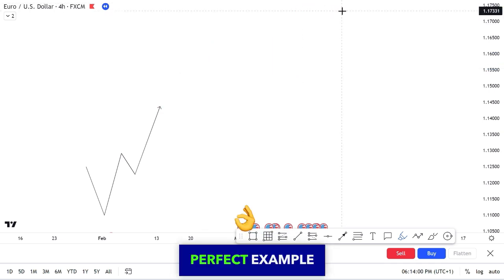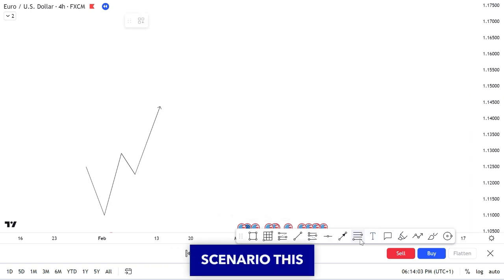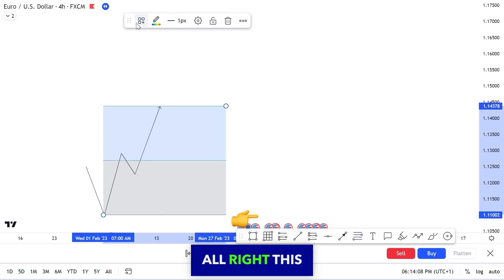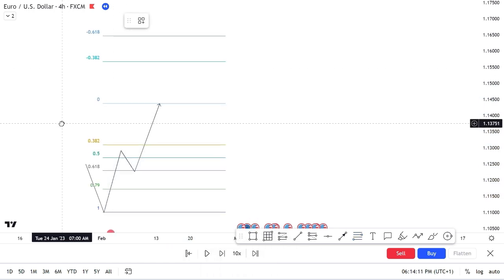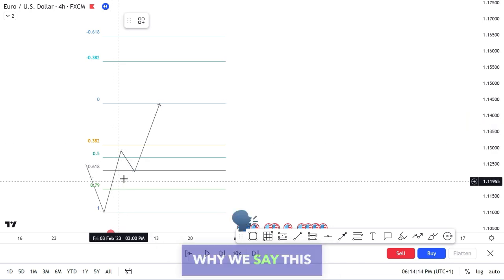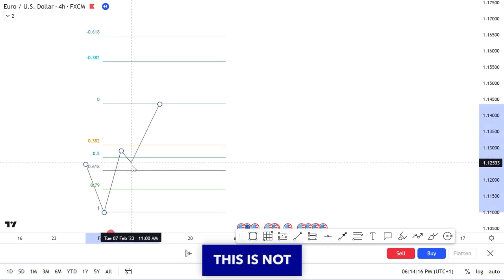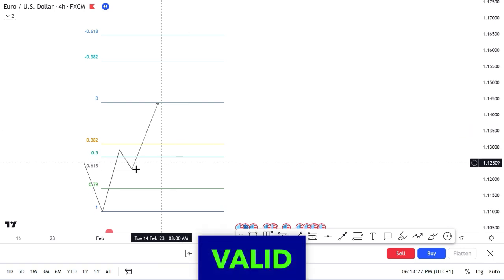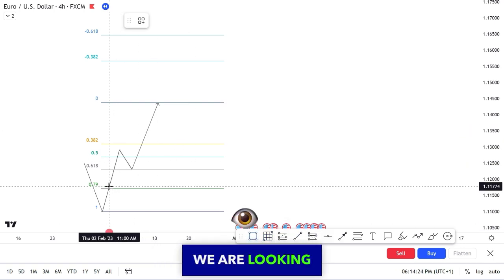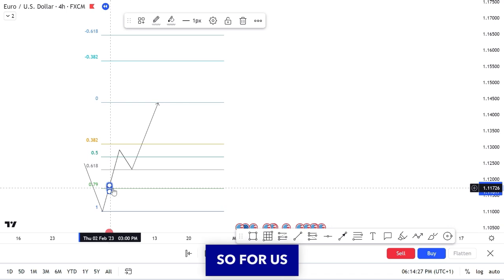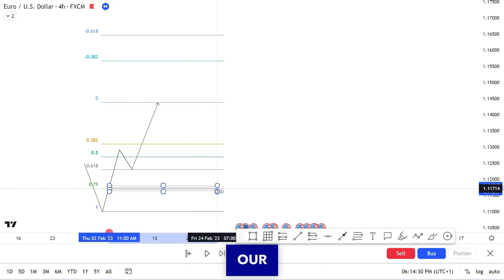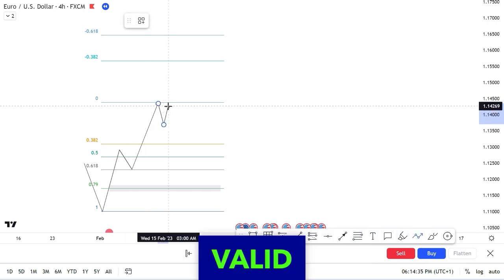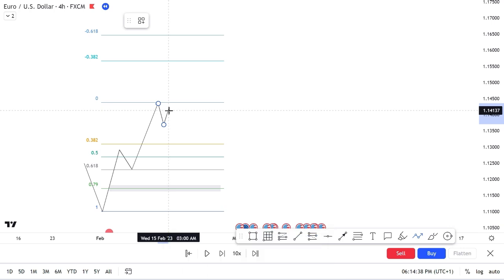Now let me show you a perfect example. In this scenario, this is not a perfect fib point, this is not a perfect fib level. One of the reasons why we say this is not perfect is that this is not a valid pullback. I will show you in the chart in a moment. This is basically where we are looking for entries. So for us to actually pull our fib in the first place, you want to see a valid pullback. And how can you identify a valid pullback? You identify this valid pullback on the 15-minute time frame.